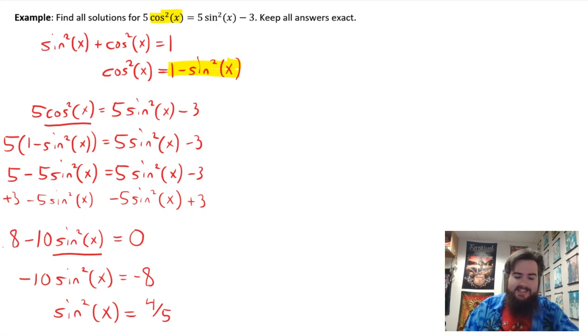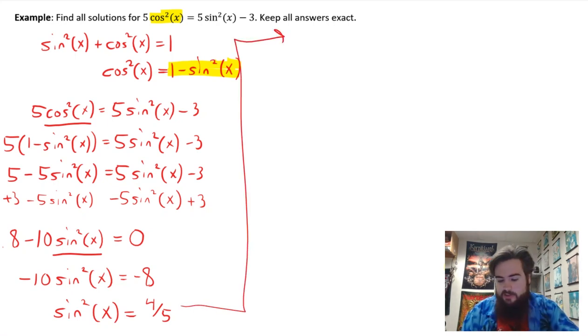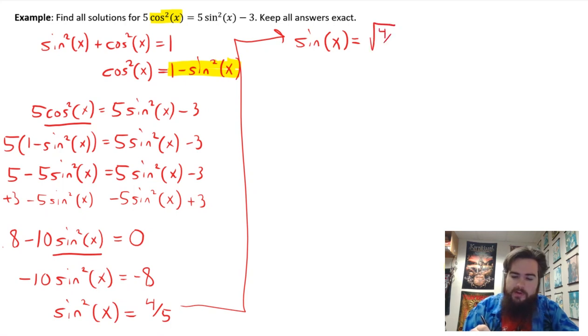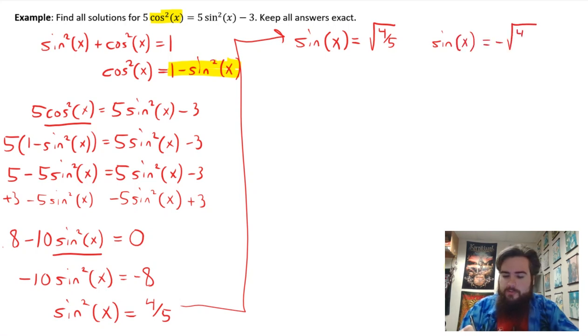One last thing: to get sine of x by itself, I would need to take the square root of both sides. That will give me sine of x is equal to the square root of 4 over 5. You can simplify if you want. However, because we took a square root, that also means we need to consider sine of x also equal to negative square root of 4 over 5.